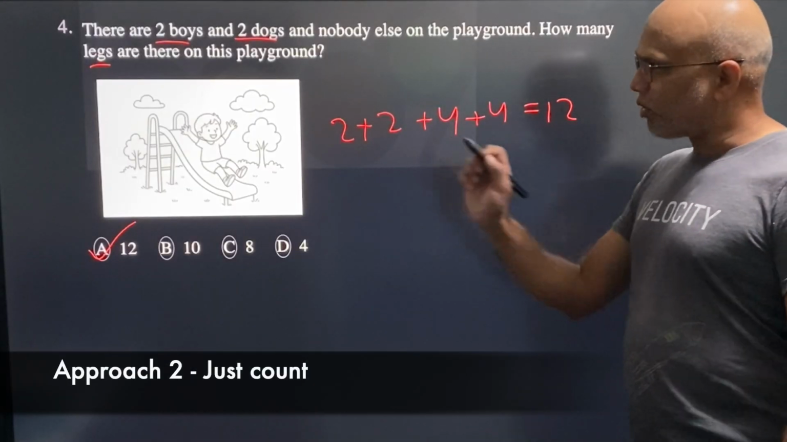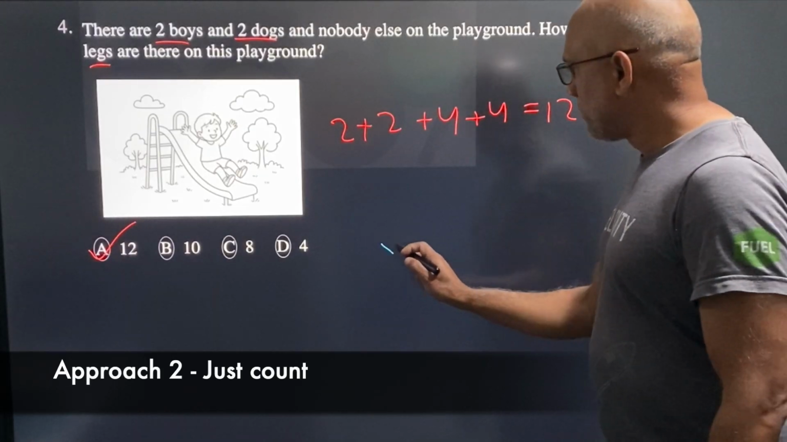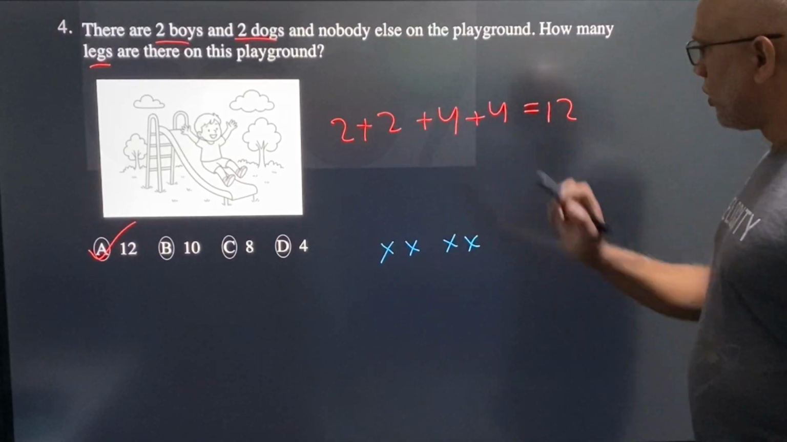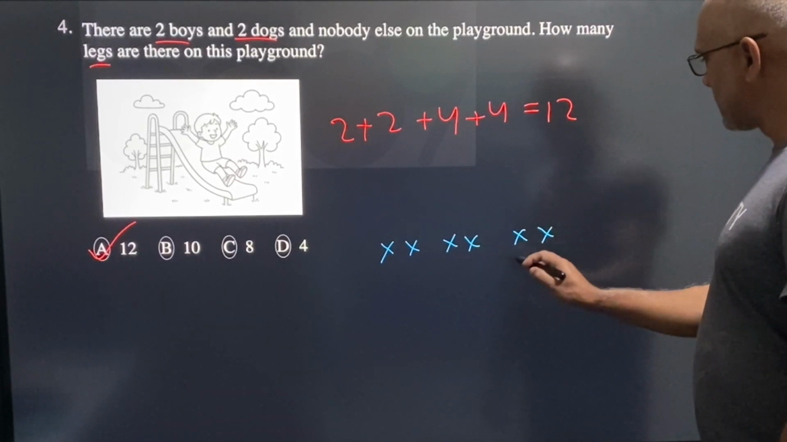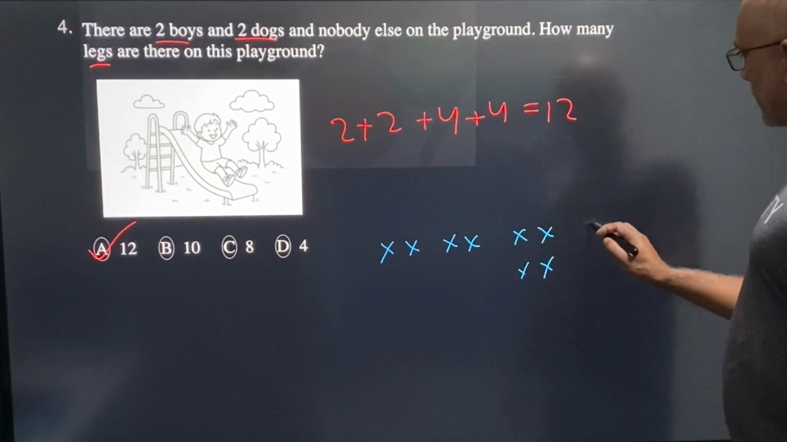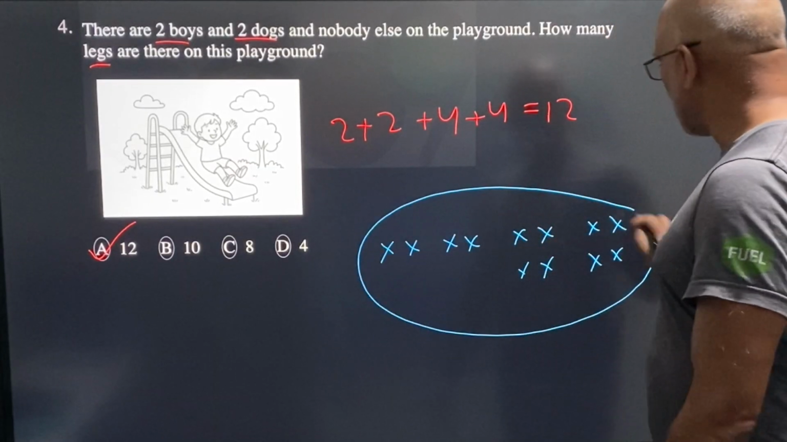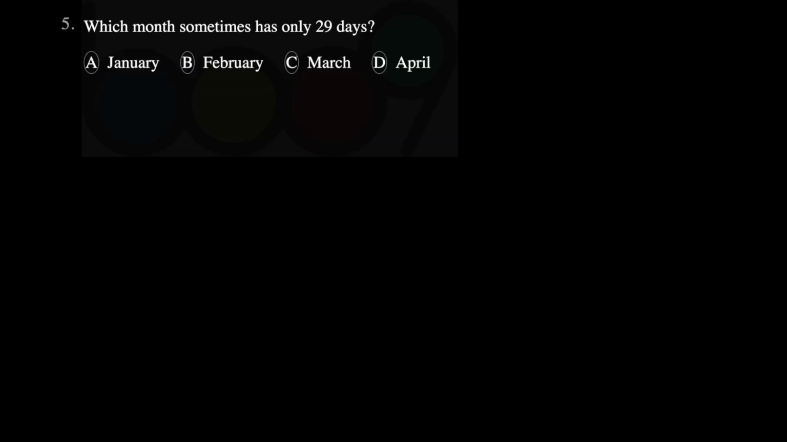We can also do this problem like this. One boy has 2 legs. The other boy also has 2 legs. One doggy has 4 legs. The other doggy also has 4 legs. Now, if we count all the legs, I'll get 12.